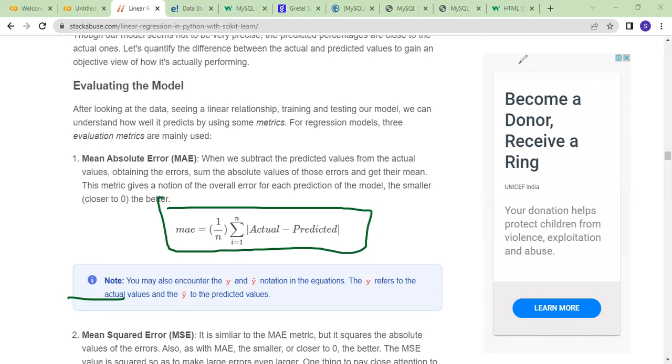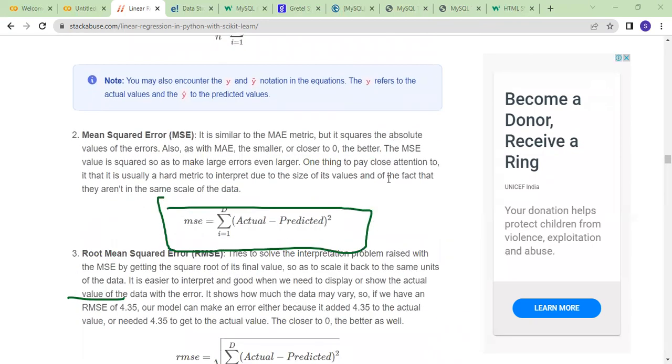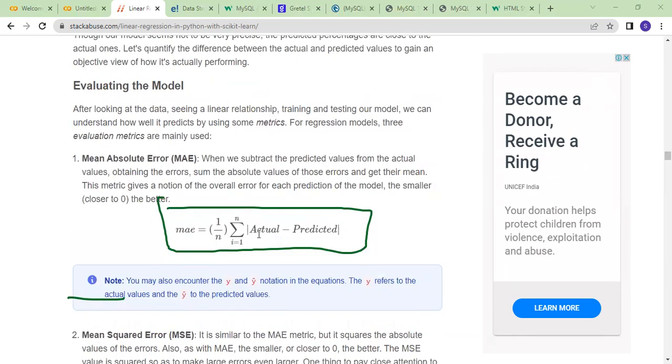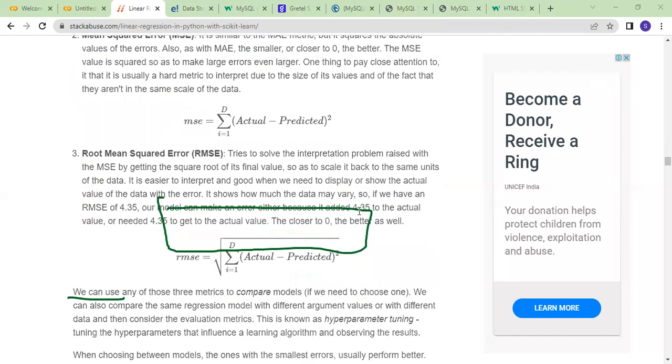Next is the root mean square. The mean squared error is basically the square of the difference between actual and predicted value. Another is the root mean square, which is basically the square root of this. This is root mean square.